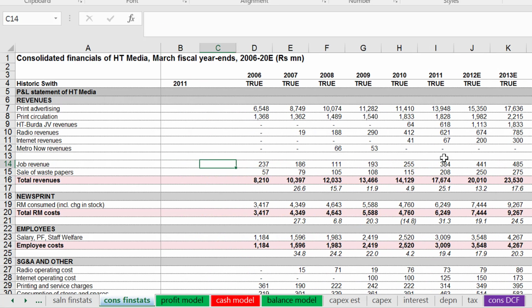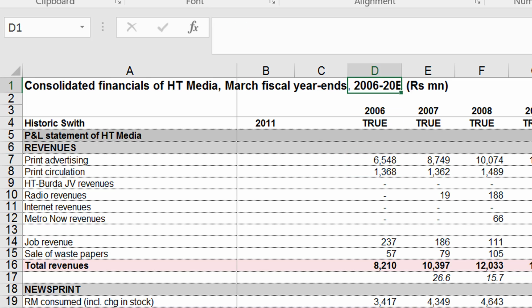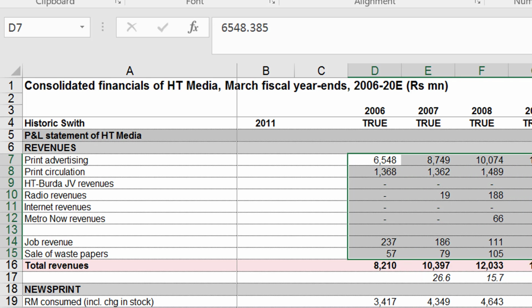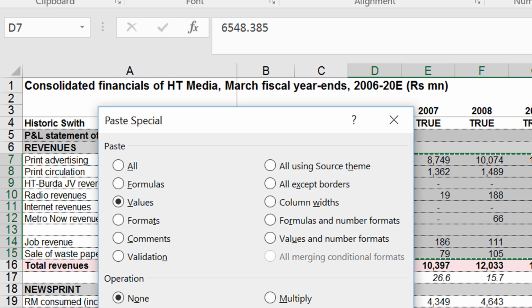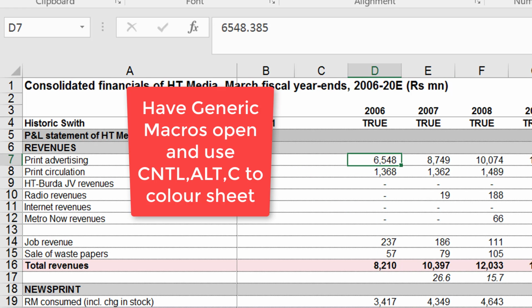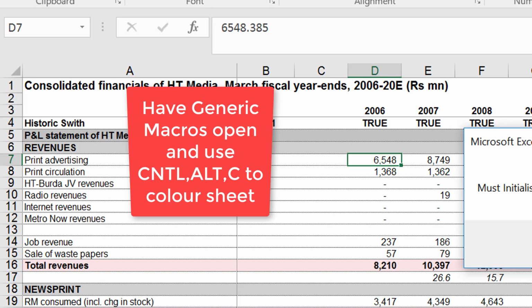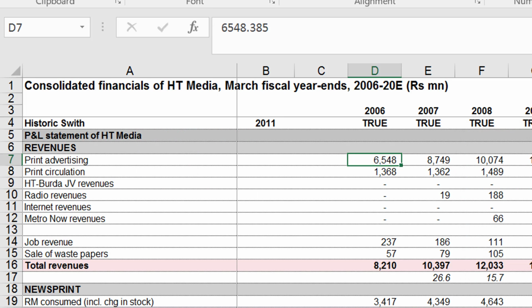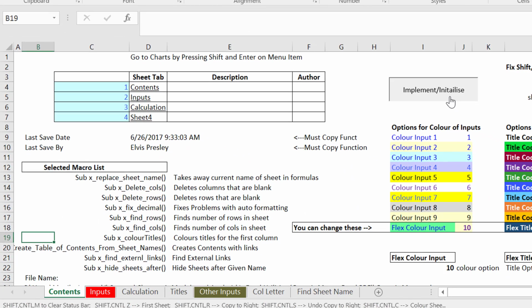Okay, so we have some historic data now. Let's just take all of this historic data. Let's get the coloring right. I seem to be a little bit obsessed with the coloring. These are all just inputs. Okay, so I have generic macros open. Control-Alt-C. Oops, I have to initialize the macros. That means I have to press a button.